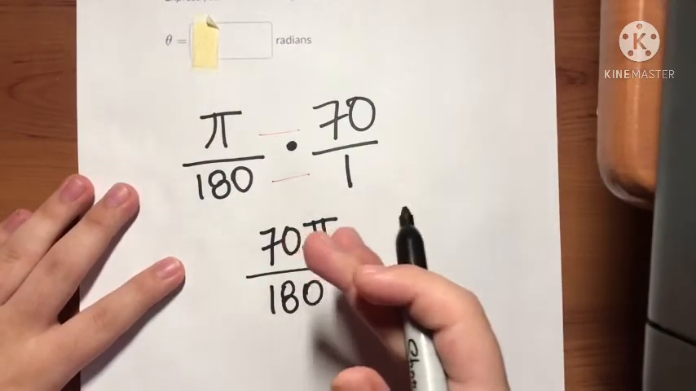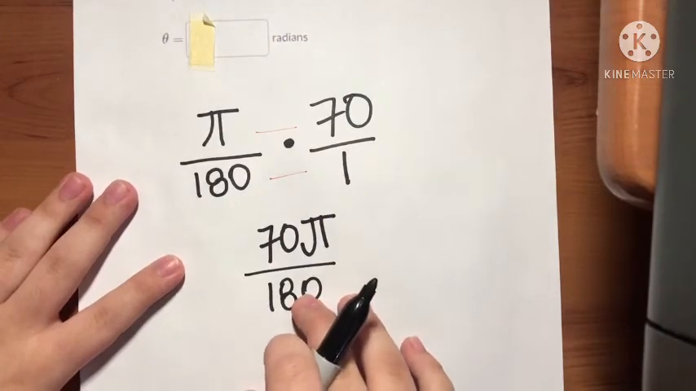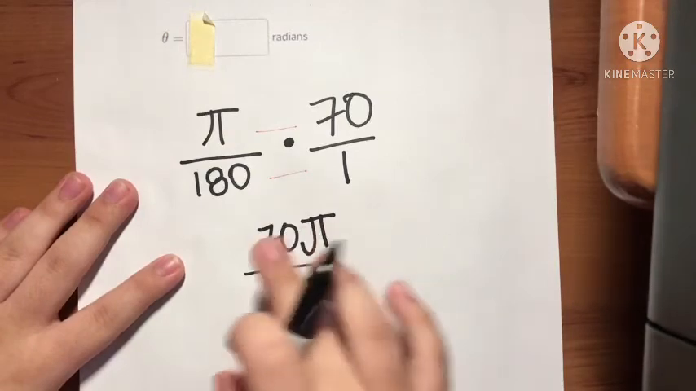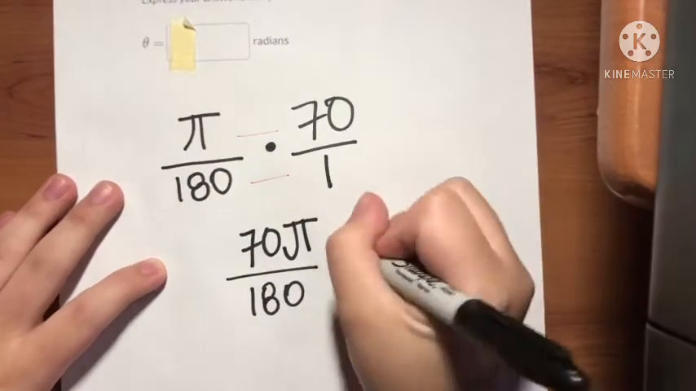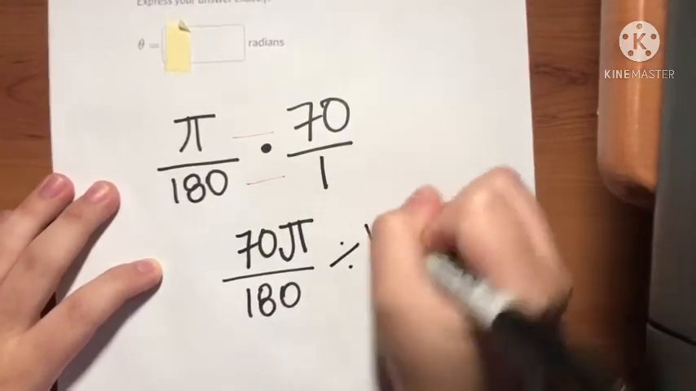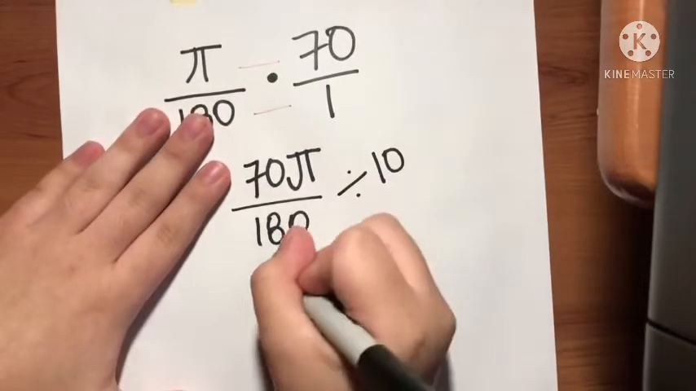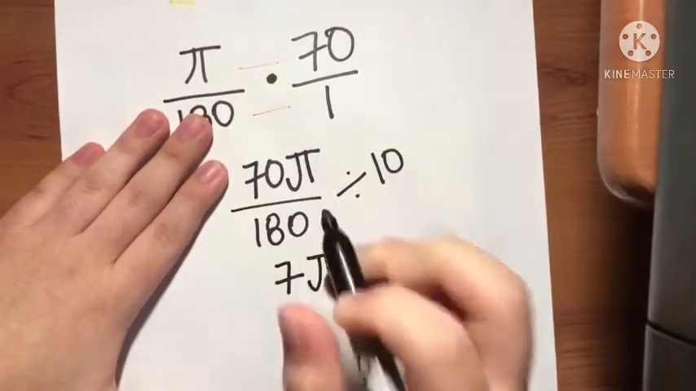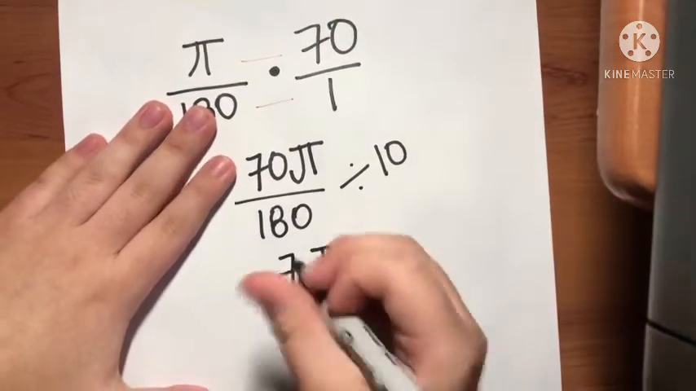How do we do this? By simplifying. So we need to find a number where we can divide those two numbers with. 70 and 180 can both be divided by 10. 70 divided by 10 equals 7. We copy pi over 180 divided by 10 is 18.